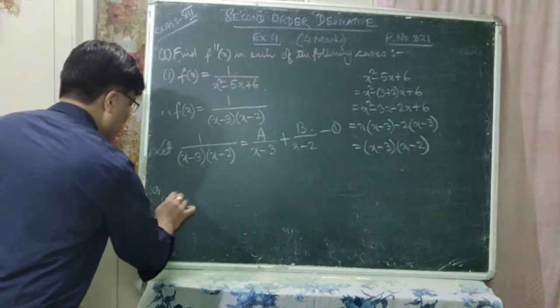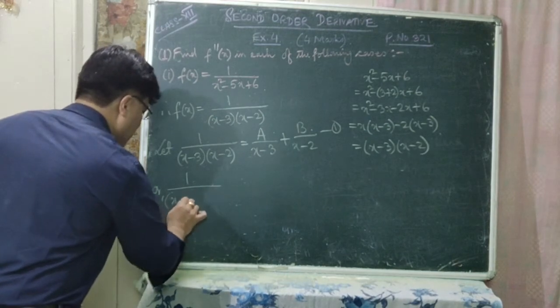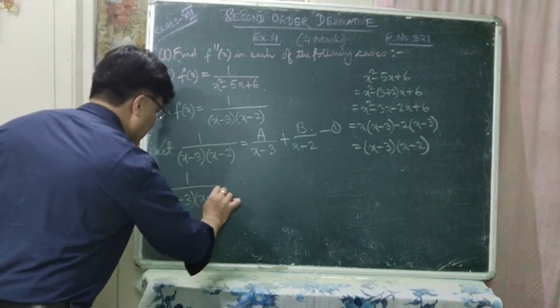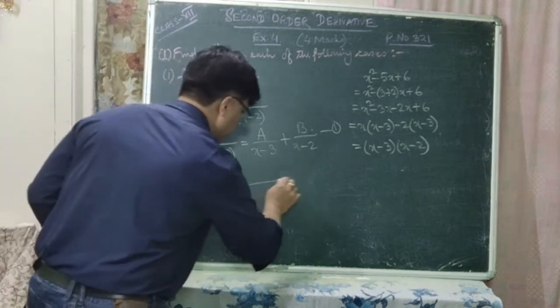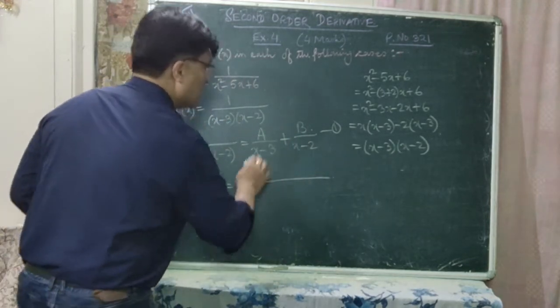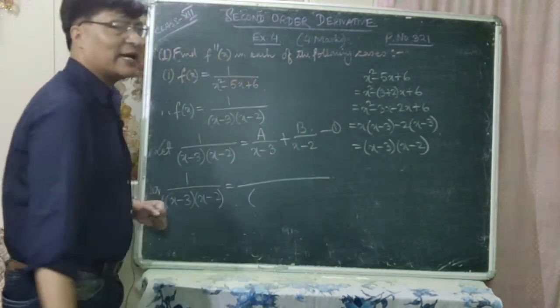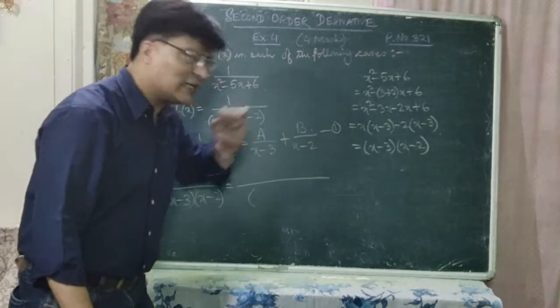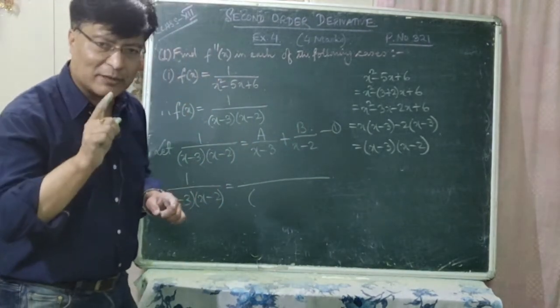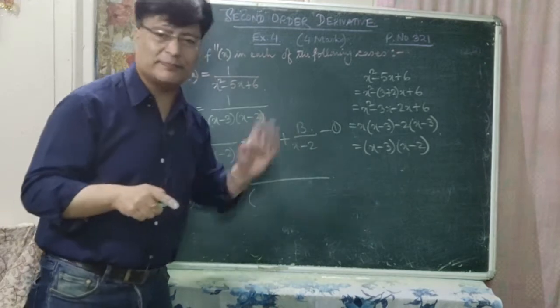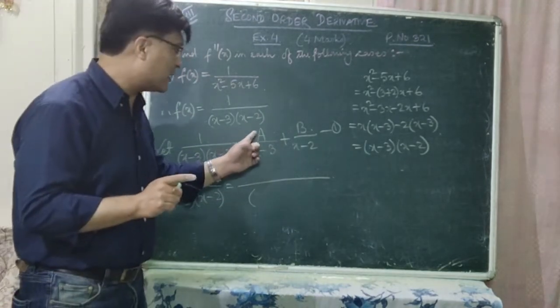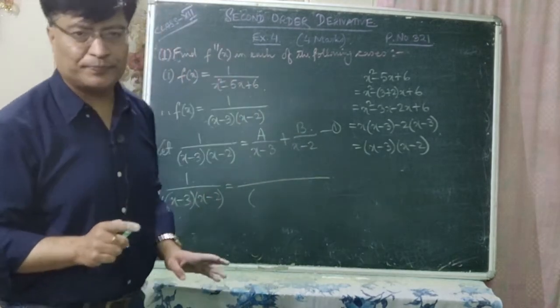So left hand side is 1 upon x minus 3 into x minus 2 is equal to. So what's the LCM here? So why are we marking it as 1? We mark it as 1 because after finding the values of a and b, you have to put them back into this same equation. Okay?